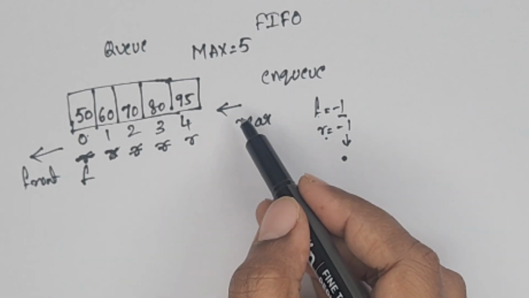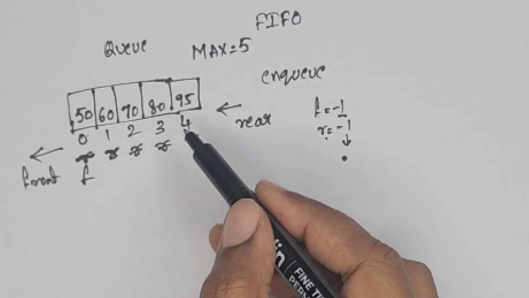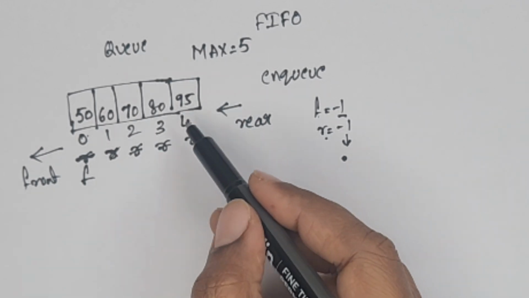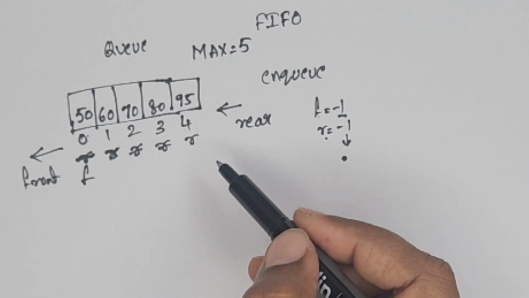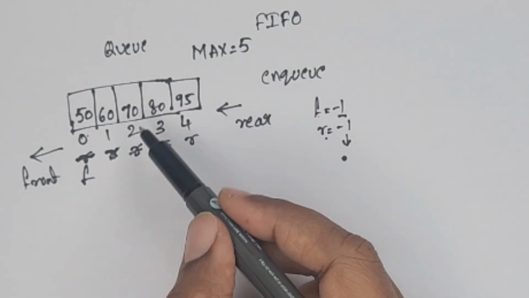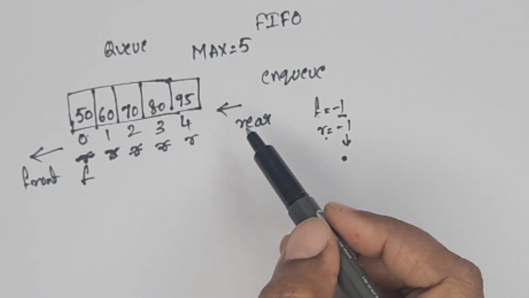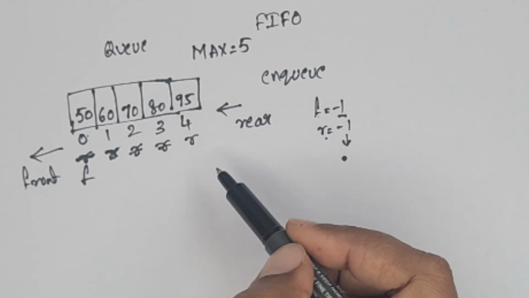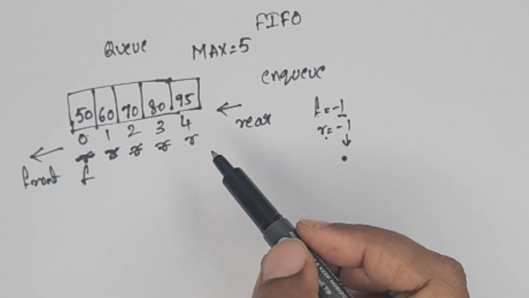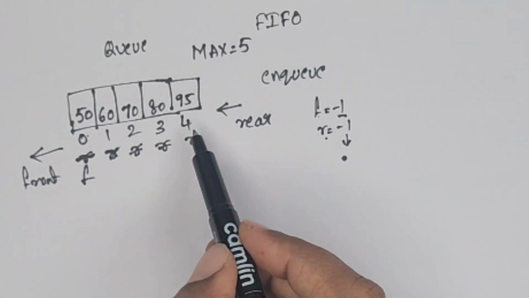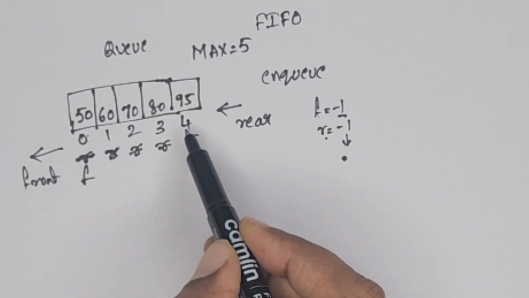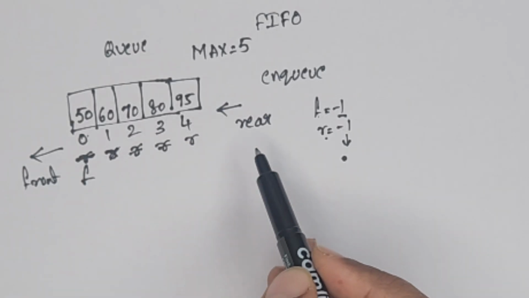So I have to write the condition. See, whenever we see the diagram, easily we can say queue is full. But the compiler can't see the diagram and it cannot give you a message that queue is full. So we have to give one condition to the compiler. What condition we have to give? See, here rear is 4. That is the reason we are saying queue is full.